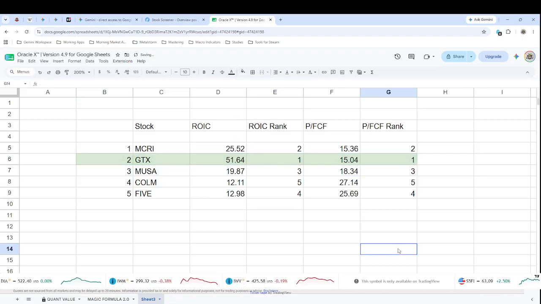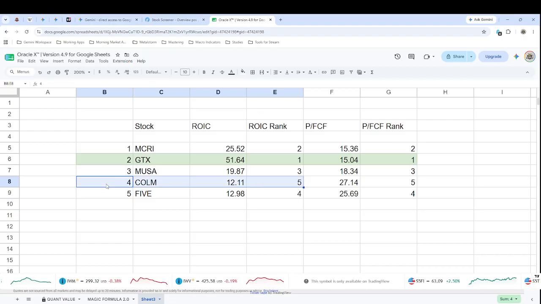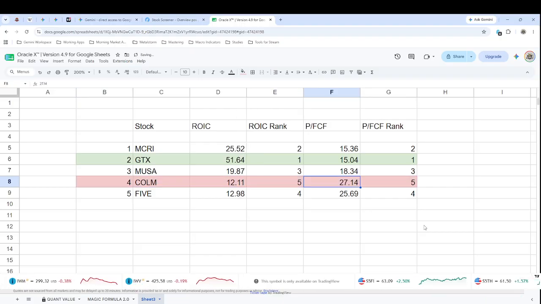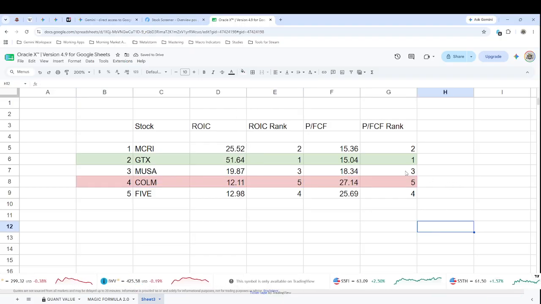So GTX is the winner here. Columbia is the worst on both ends. They're the loser here. So that's basically how you do it. I'm just looking at who has the best return on invested capital and the lowest valuation combined. And the craziest thing is these guys are grouped in that particular way. It just happens that each one that was ranked a one was ranked a one on both ends. So that's pretty interesting.